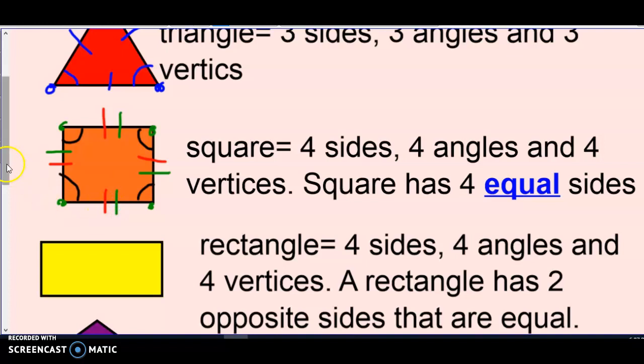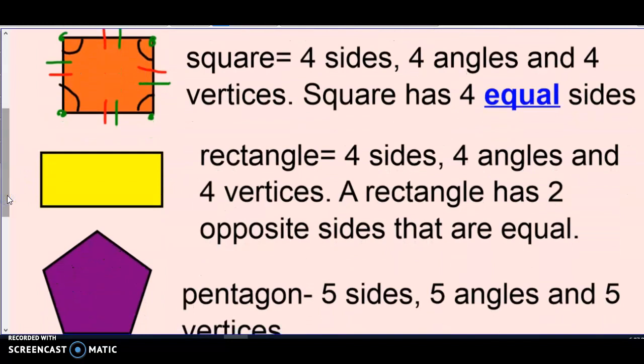Now let's move on to our rectangle. A rectangle also has 4 sides, 4 angles, and 4 vertices. But what makes a rectangle different from a square is a rectangle has 2 opposite sides that are equal. So these 2 sides are equal, and these 2 sides are equal, which gives us our 4 sides. It also has 4 angles, and then it also has 4 vertices. Remember, vertices is the point where the 2 lines meet.